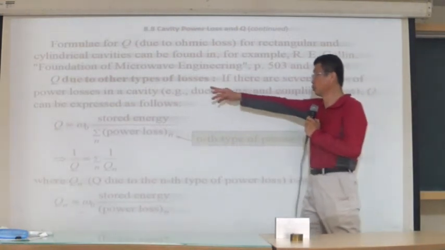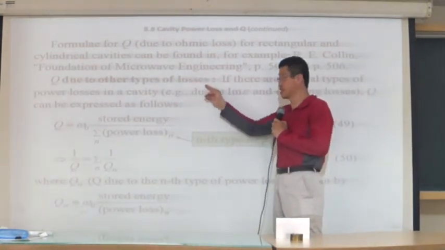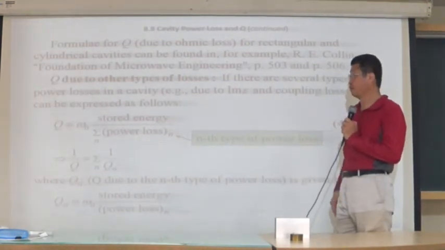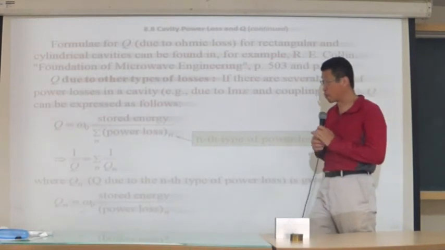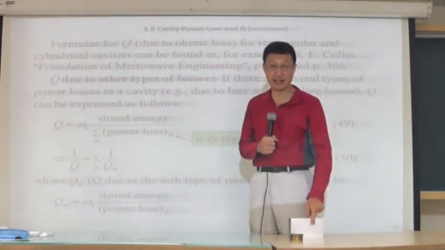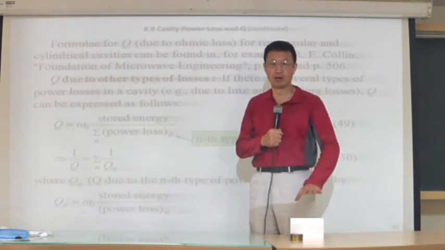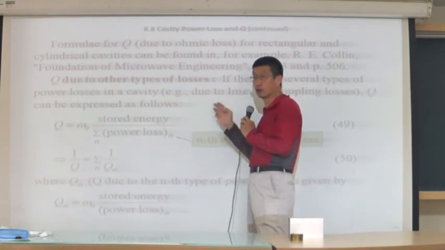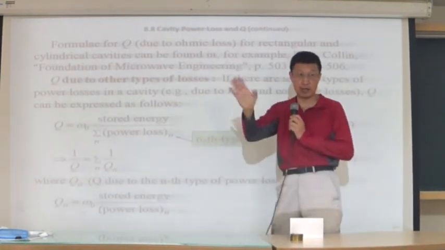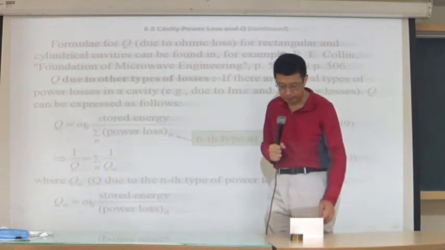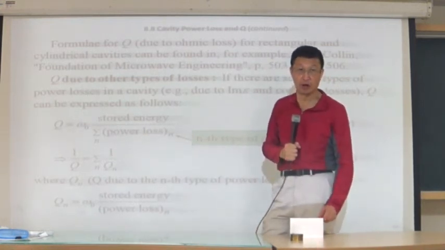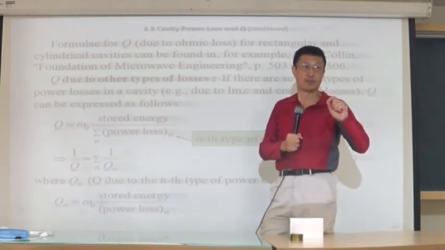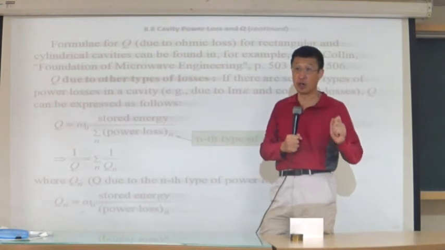And Q due to other types of losses. Actually, the losses are not just one, but many. For example, the loss from the conductor has two names: conductor loss or ohmic loss, it's the same. And if you put some dielectric material inside, the dielectric material will absorb the energy, so there will be a dielectric loss.